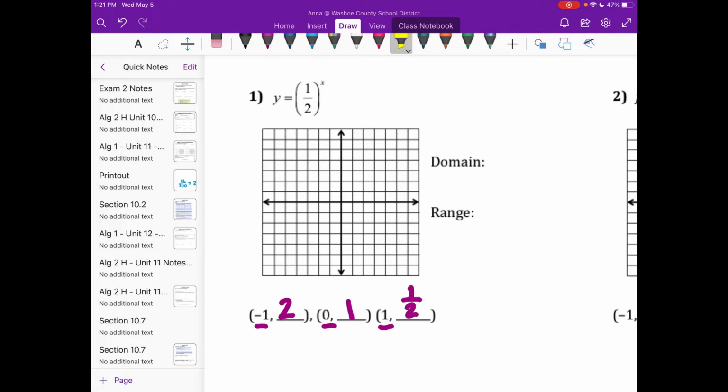Excellent. So I like to, and I don't know if Mrs. Roby did this, but I like to actually draw in the asymptote.